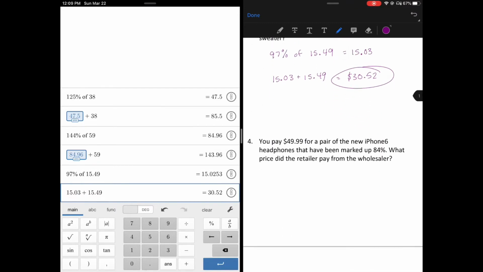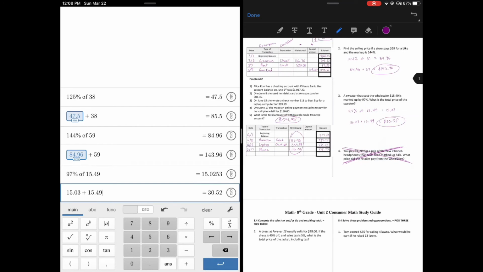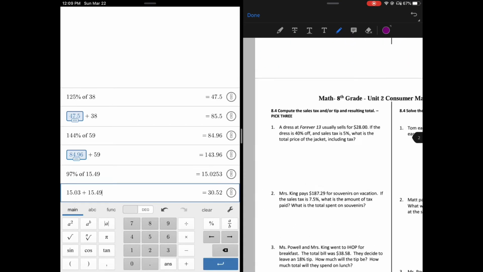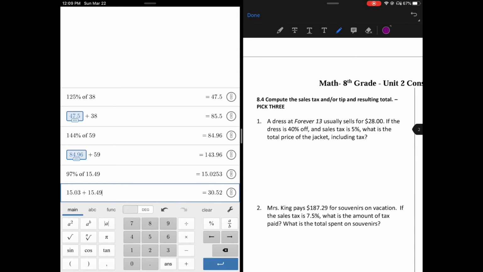And then number 4 you can actually skip because you haven't been taught how to do that. There's a typo that didn't give you enough information. But we will move on to our next learning target. So in this learning target, we're computing sales tax and or the tip, as well as the resulting total.